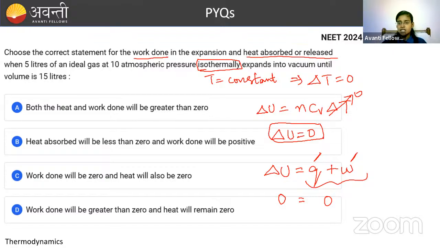So which is the correct option? Very good, Rakshita. It is option C. Got it?